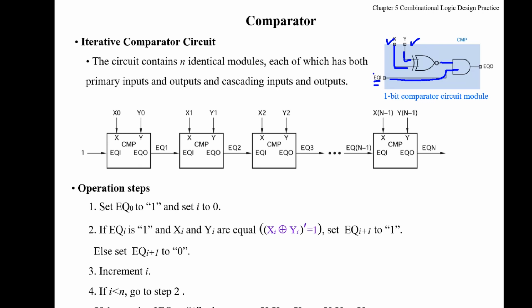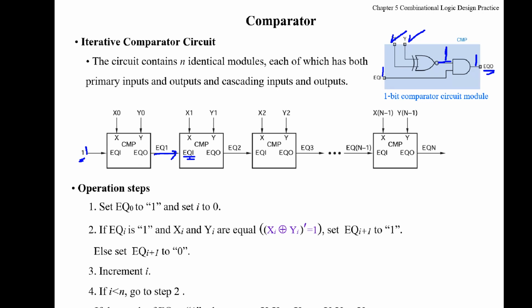And this is signal EQI, equal input. Okay. At the beginning, at this bit, equal input is 1. 1 if X, Y are the same. So this output of XNOR will be 1. 1 and 1 is 1. And give EQO, equal out. And this equal out, we go to equal in of the next module.